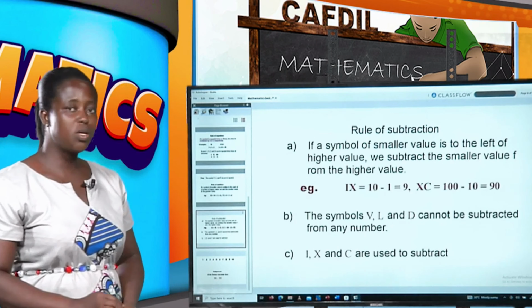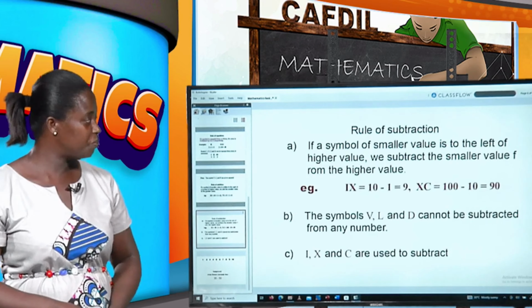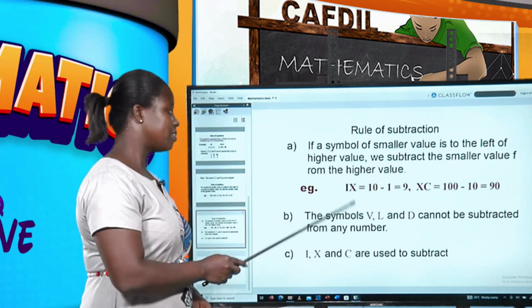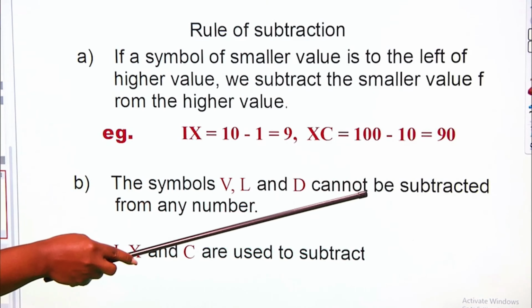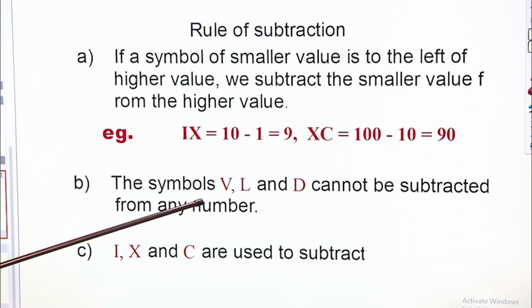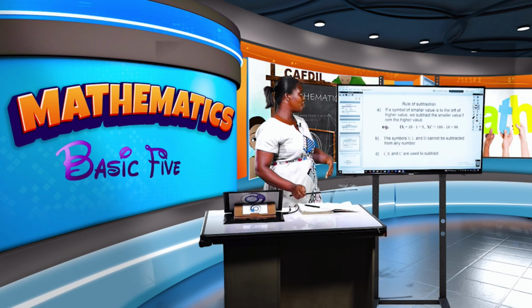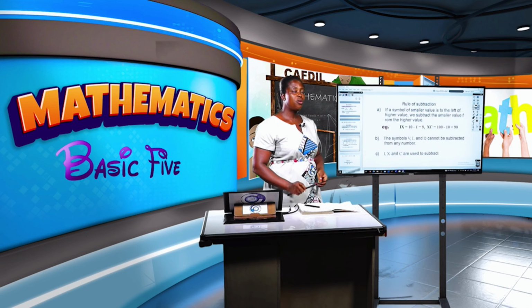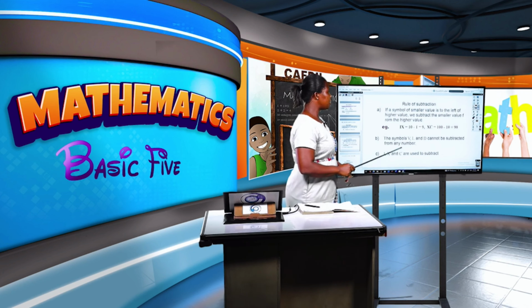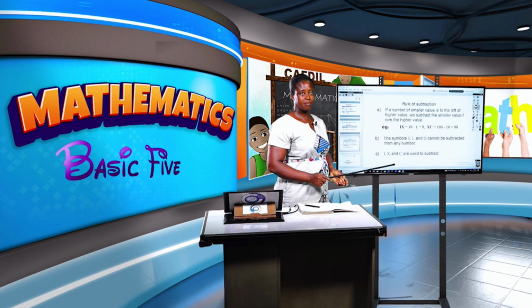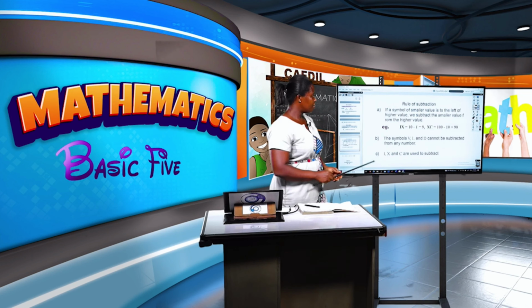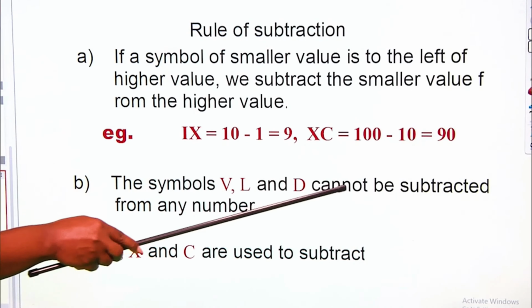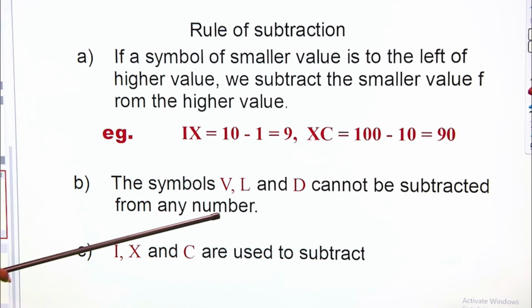And you have to take note of these as well. The symbols V, L, and D cannot be subtracted from any number. Yes, that is their character. As for V, L, and D, they cannot be subtracted from any number. So it is a taboo. It is an abomination to do that. V, L, and D cannot be subtracted from any number.